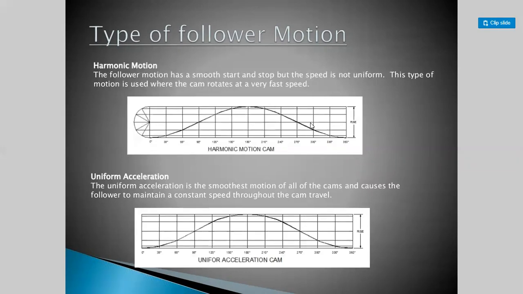Simple harmonic motion, or SHM, has a smooth start and stop, but the speed is not uniform. This type of motion is used where the cam rotates at very fast speed. Uniform acceleration is the smoothest motion of all the cams and causes the follower to maintain a constant speed throughout the cam travel.